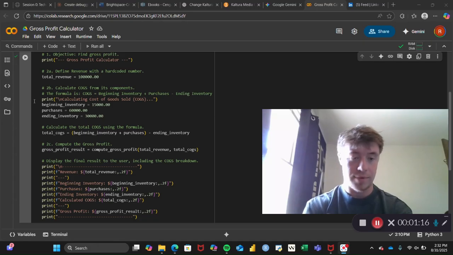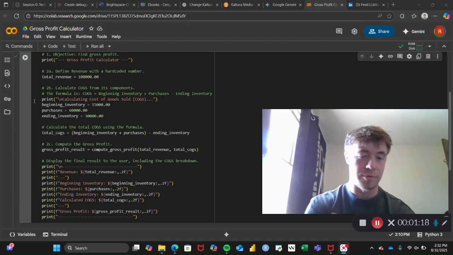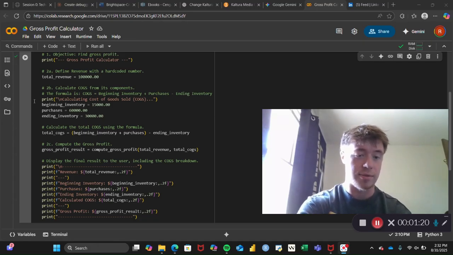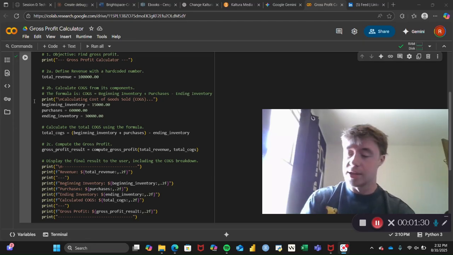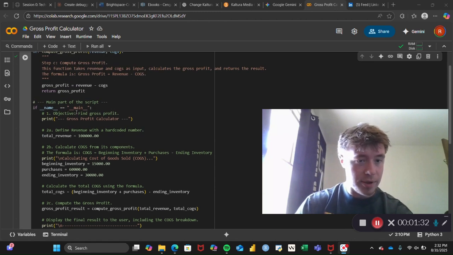Now, in this example, that would be 60,000 purchases plus 15,000 for the beginning inventory, which is 75,000. Then we're going to subtract 30,000 from that, which would give us 45,000. And then scrolling back up a little and looking at our gross profit, we should have 100,000, as in the revenue right here, minus that 45,000 that we just calculated was our total cost of goods sold.